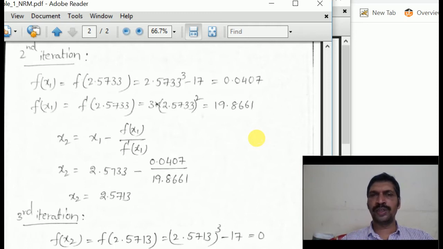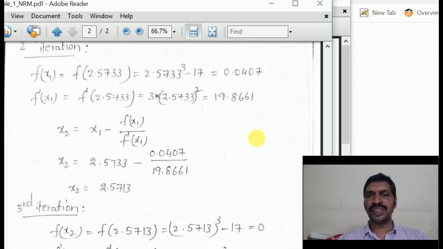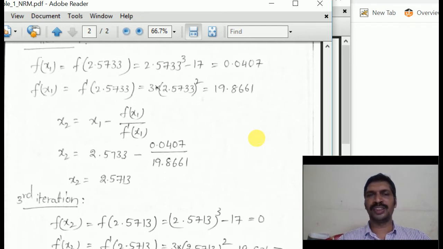x2 equal to x1 minus f of x1 by f dash of x1. Therefore x2 equal to 2.5733 minus... in the above two steps we computed f of x1 and f dash of x1. Substituting those values, we get x2 equal to 2.5713. Using the x2 value, we will compute the x3 value. This process is repeated until the values agree up to 4 decimal places.